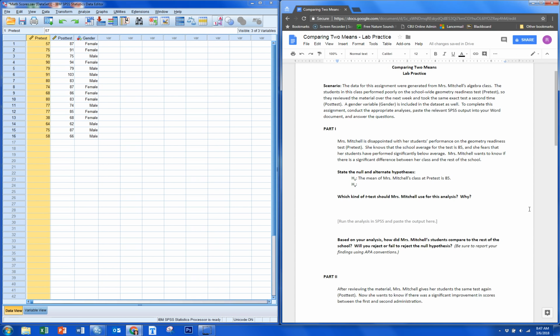You could also have a bidirectional hypothesis. It could go either way. It could be that the mean is higher. It could be that the mean is lower. But the key is that there's simply a difference between the two groups. Now here, she does have an inkling that her students have performed below average. But for simplicity in our labs, we're going to use bidirectional hypotheses. We're going to state that the mean of her class is just simply different from 85, that it's not 85.